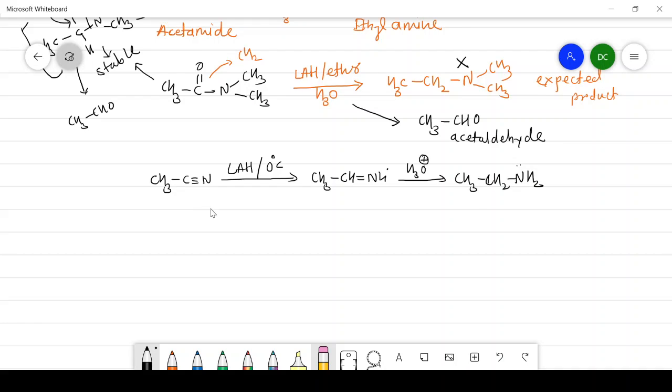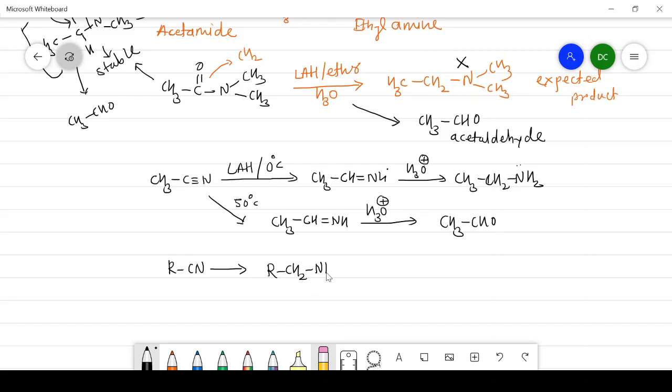But when a similar reaction is carried out at 50 degrees Celsius, no doubt there is a formation of an intermediate like this, CH3CH=NH, and at 50 degrees Celsius when it is heated it will give CH3CHO. It means that generally nitrile at 0 degrees Celsius gives an amino group, but at 50 degrees Celsius this nitrile gives RCHO, that is aldehyde.